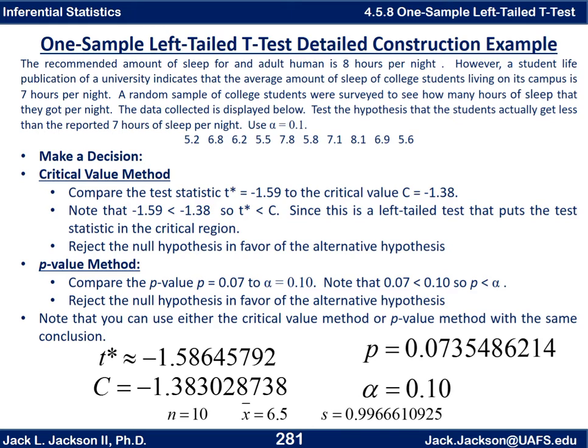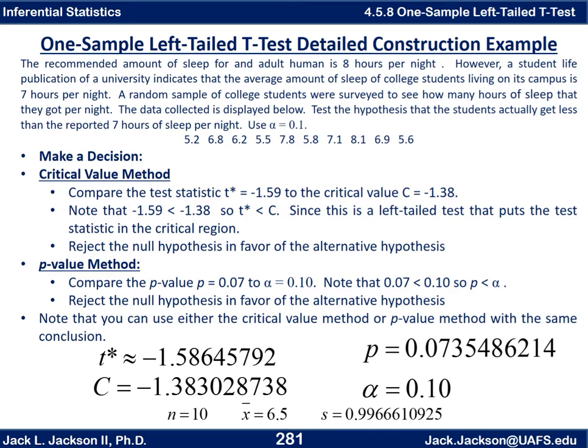Since it's a left-tailed test, that puts the test statistic in the critical region. So if it's in the critical region, we reject the null hypothesis in favor of the alternative hypothesis. If we do it with the p-value method, we're comparing the p-value, which turned out to round off to be 0.07, to the alpha value of 0.10. The 7% is less than the 10%, or 0.07 less than 0.1, so p is less than alpha. Anytime p is less than alpha, we reject the null hypothesis in favor of the alternative hypothesis.